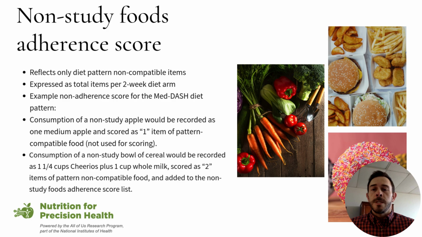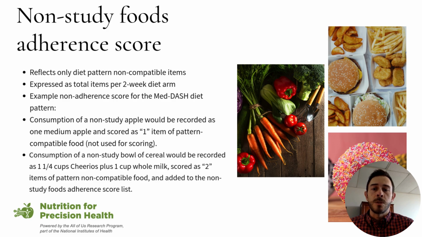So all of this information is gathered to calculate the non-study food adherence score. Again, to recap, this reflects only diet pattern non-compatible items. Both diet compatible and incompatible foods will be assessed and information will be gathered, but it's only the non-compatible foods that figure into the adherence score. However, both compatible and incompatible non-study foods would be relevant for the adherence counseling promotion the staff could provide to participants. Again, the scoring is specific to the non-study foods that are diet incompatible.